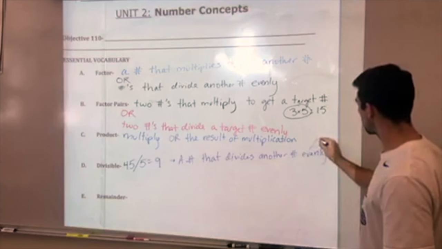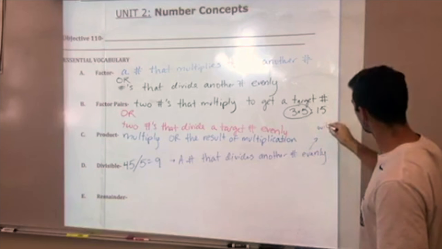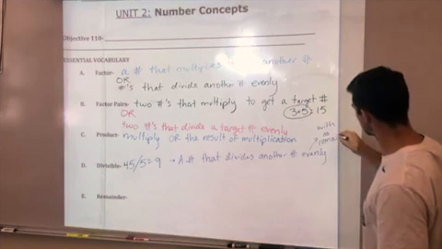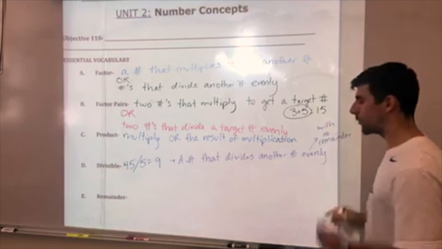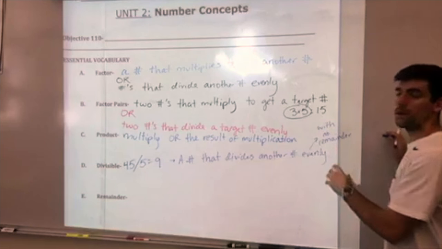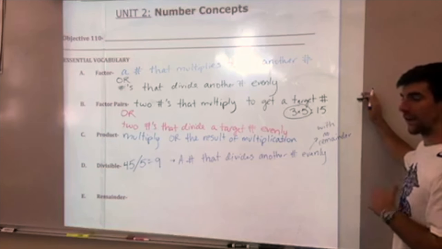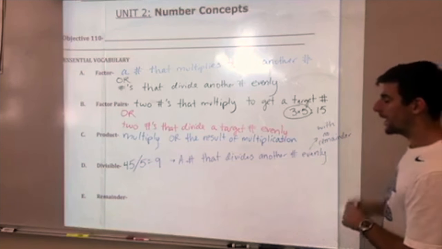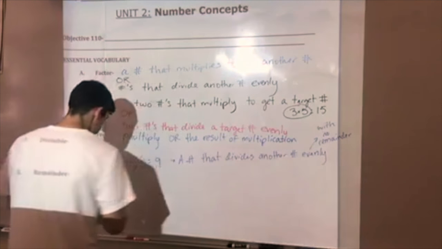When I say evenly, I'm talking about with no remainder. So if we ever say it divides evenly, we're saying it divides without a remainder. So you can't get a decimal, you can't get a fraction answer, you have to get a whole number answer for it to be considered divisible. And that leads into a remainder.